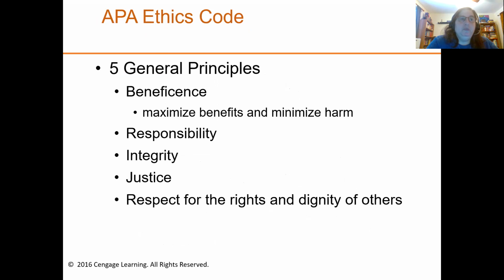Okay. So with the APA Ethics Code as well, there's 5 general principles, and this will probably sound familiar from the Belmont Code, right? Beneficence, maximize benefits and minimize harm. Responsibility, integrity, justice, and respect for the rights and dignity of others.